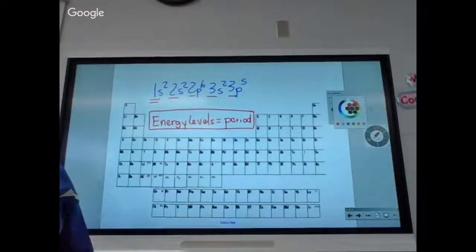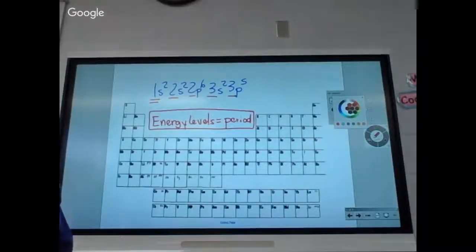Okay? So since chlorine is in the 3rd period, what's its highest energy level? 3. All right, letter D. The electron dot symbol for aluminum will have how many dots? 3. E, the 3rd period element that has an octet.